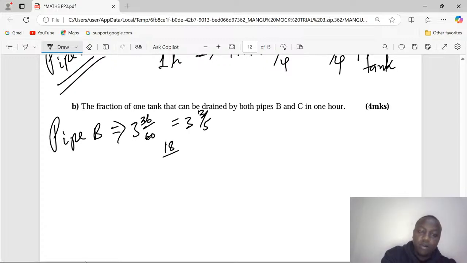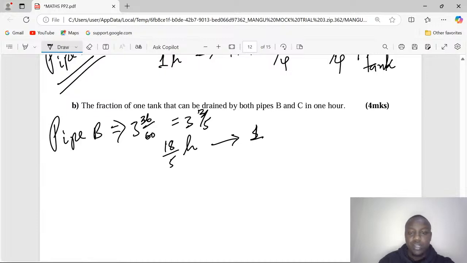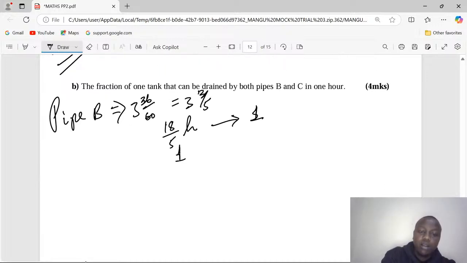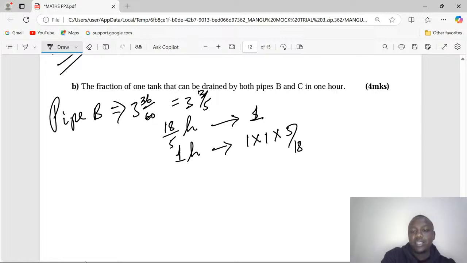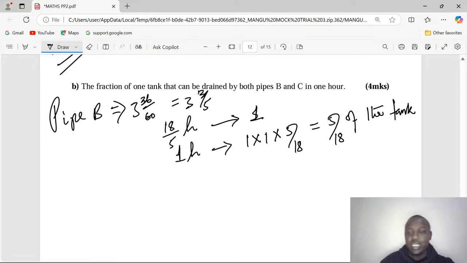So in 18 over 5 hours, it drains the whole tank. What about in 1 hour? What fraction is going to be emptied? 1 divided by 18 over 5, which means times 5 over 18. So the fraction for B will be 5 over 18 of the tank, of one tank.